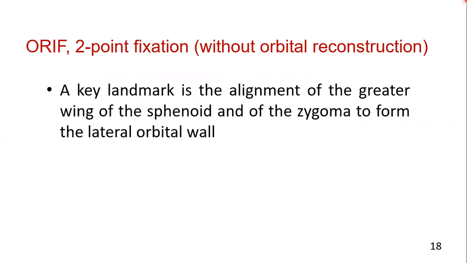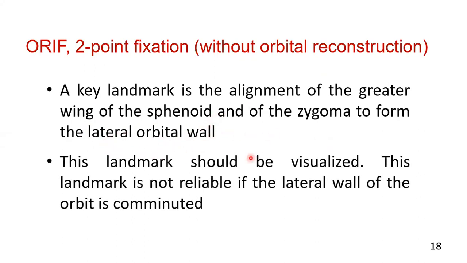Now come to the two-point fixation for the zygomatico-maxillary complex fracture without orbital reconstruction. All the principles which we have explained in the previous slides will apply. We will further aid the key landmark, that is the alignment of the greater wing of the sphenoid and the zygoma to form the lateral orbital wall, because this lateral orbital wall, as we explained, is a landmark for the reduction of the zygoma.